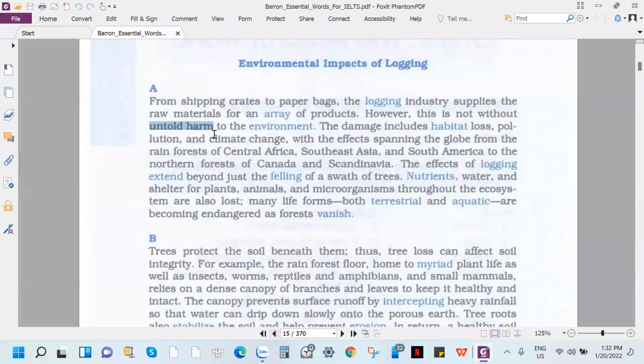So right here, untold harm, can you describe the meaning of the word untold harm in English? In this class, we need to use everything in English in order to upgrade your listening skill and your English comprehension. So what does it mean when it comes to the word untold harm?